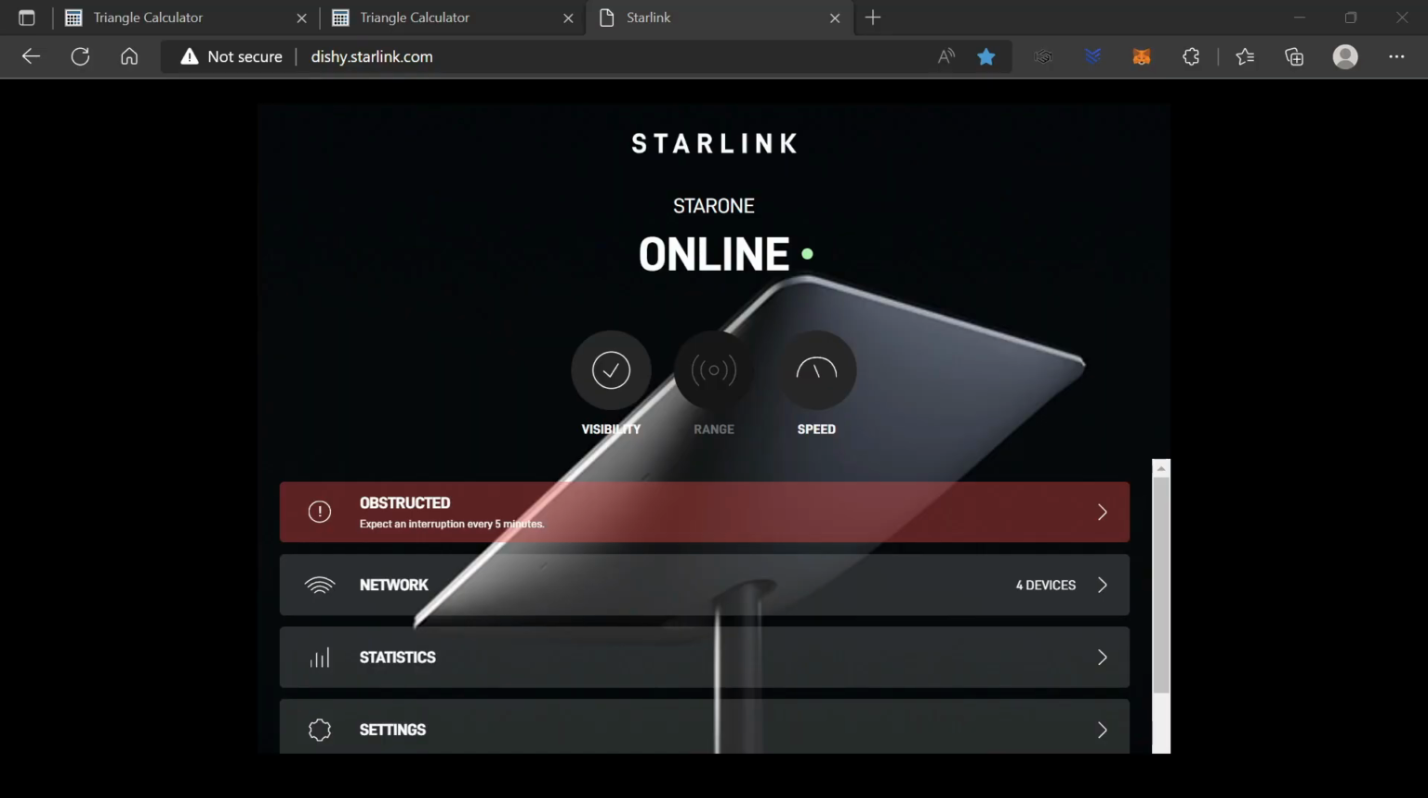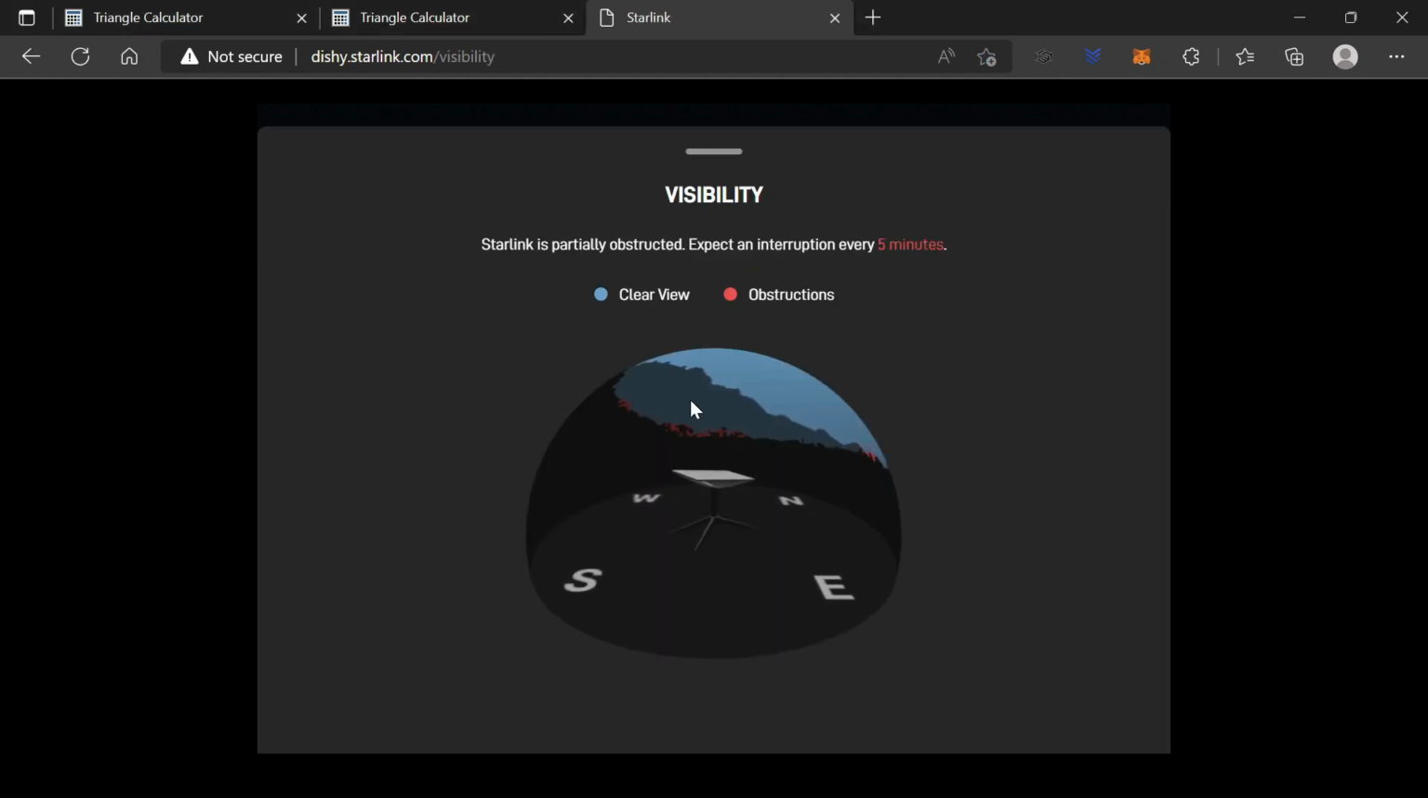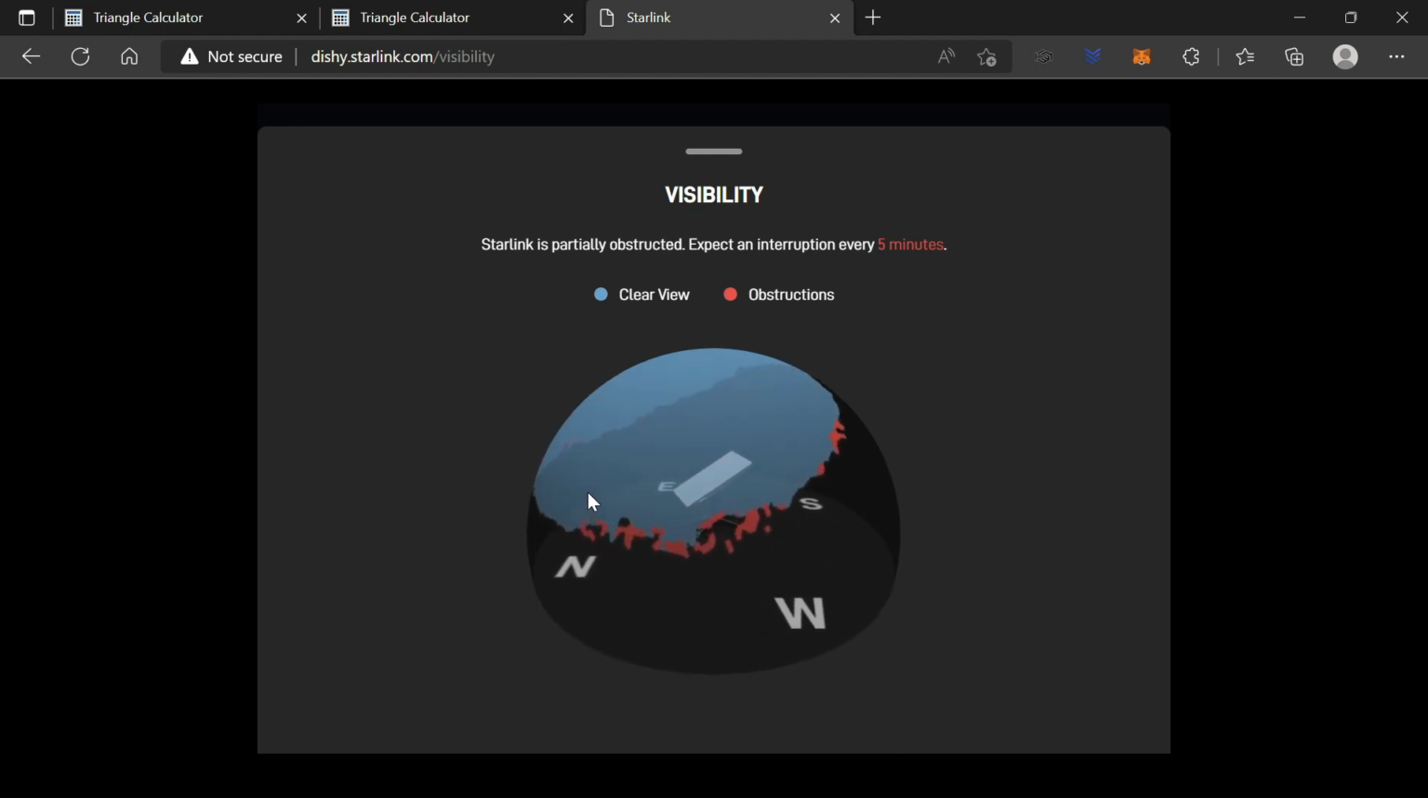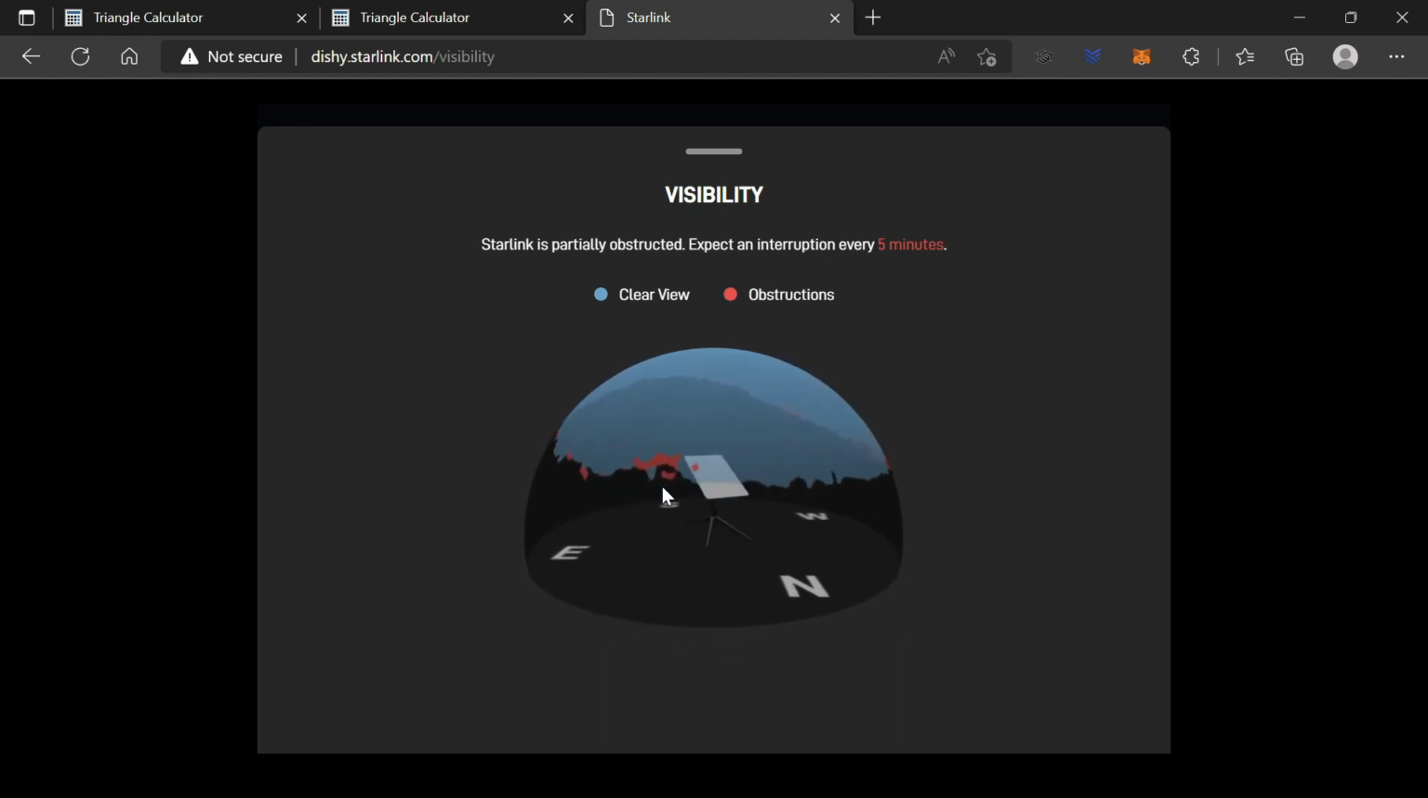Hello, this is PC Space Race here. Today I want to go over what my current problem with Starlink is and how I'm going to try to solve it. Currently what I have is obstructed. I expect an interruption every 5 minutes. If I click on this, I can go in here and see my obstructions. You can see the red areas, and I have some to the west and some to the east. Now I want to go over how I'm going to try to solve this.